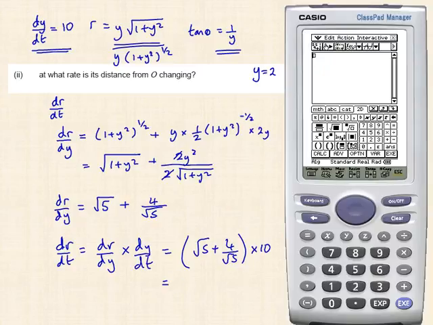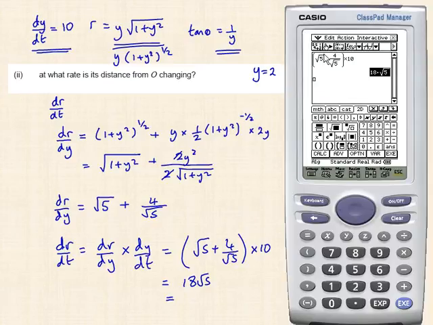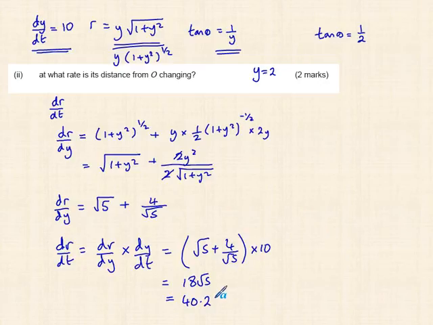So we'll calculate that. So that's giving us root 5 add 4 over root 5 times 10, which is 18 root 5. Perhaps we should have that as a decimal. So we'll just change it to a decimal, 40.25. And that would be meters per second.